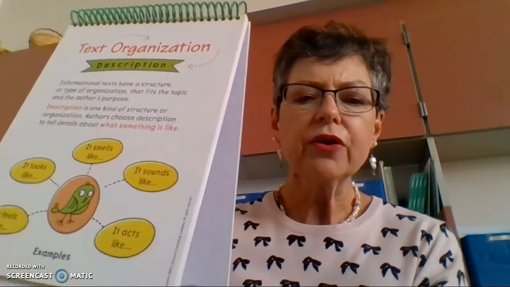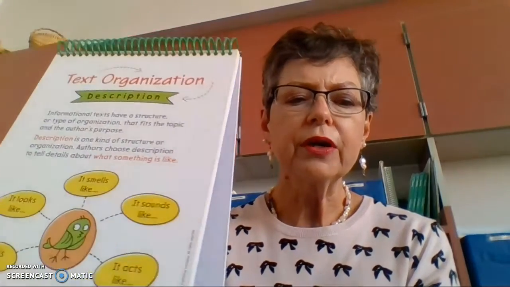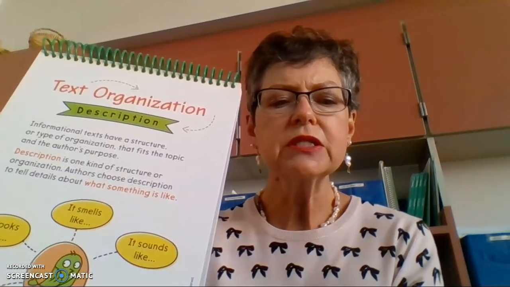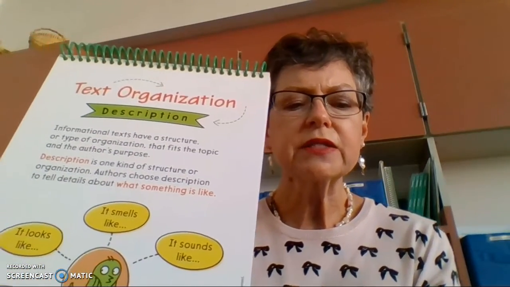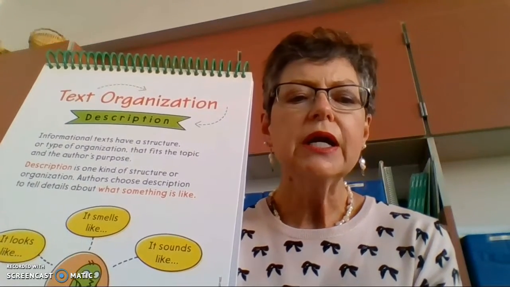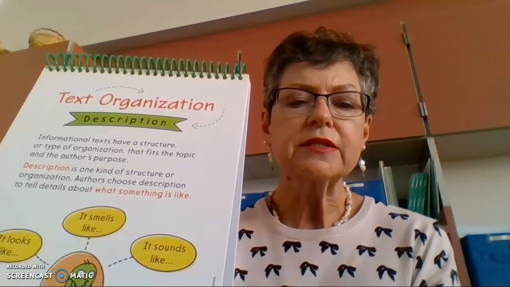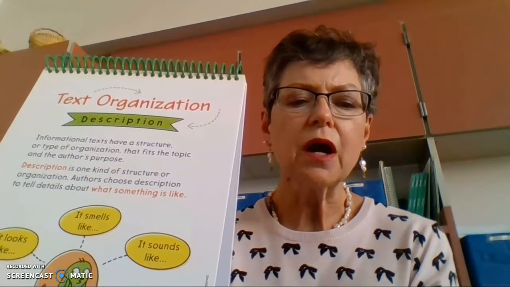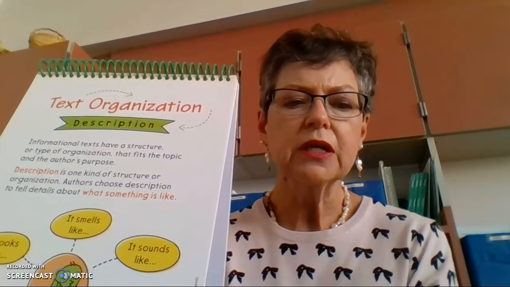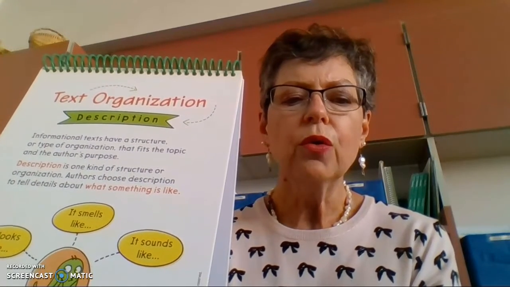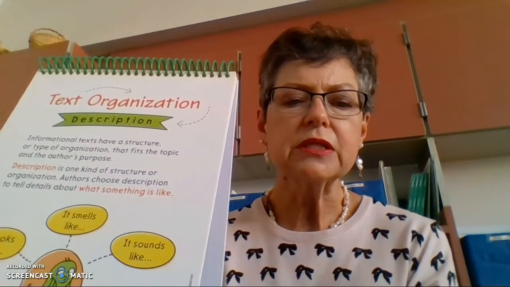And we see here that one type of organization that an author uses is description. And informational text, like we're going to be reading, Have You Heard the Nesting Bird, is an informational text, and they have a structure or type of organization that fits the topic and the author's purpose. And description is one type of structure or organization that an author uses.